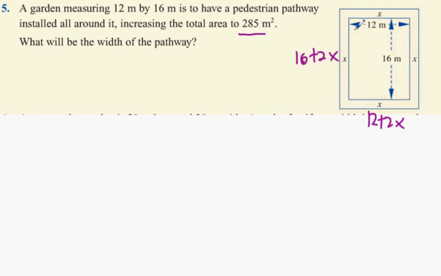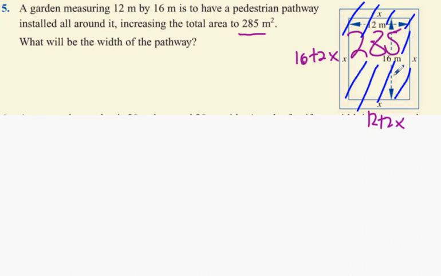Does that mean the full thing is 285? How do I know that? What in the language tells me that the full thing is 285? Increases the total area. The total area is 285. What is the width of the pathway? The width of the pathway is defined as x. If I find x, I find the answer.